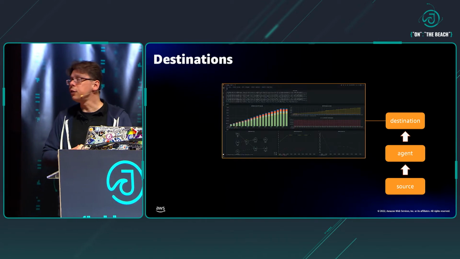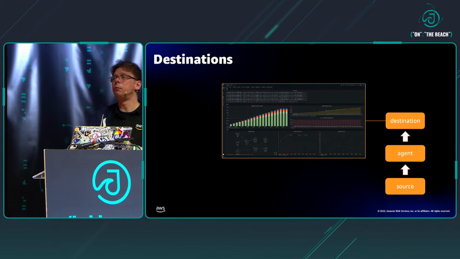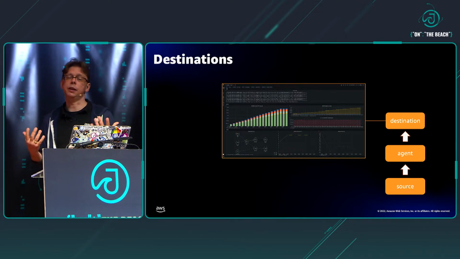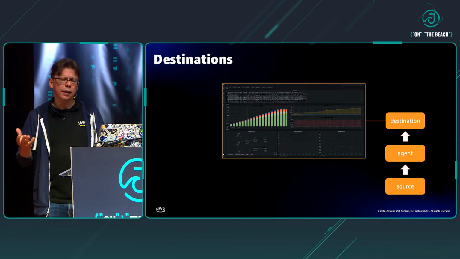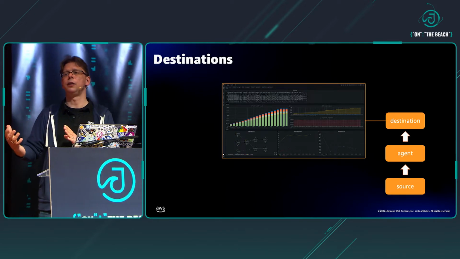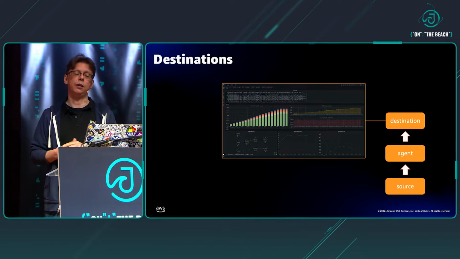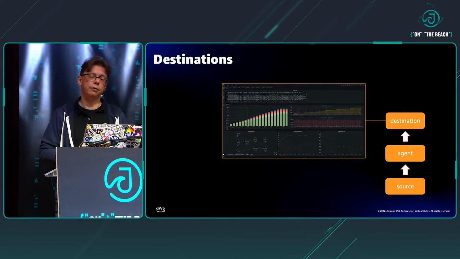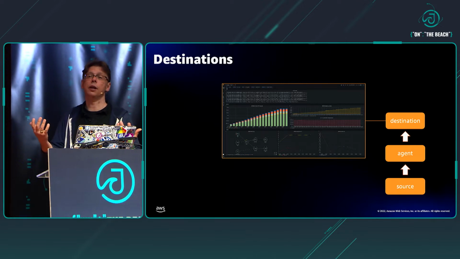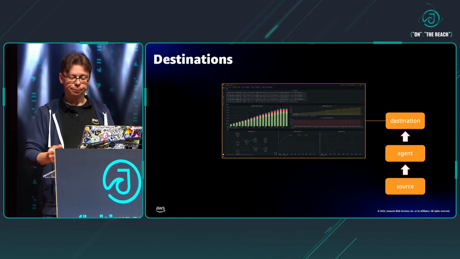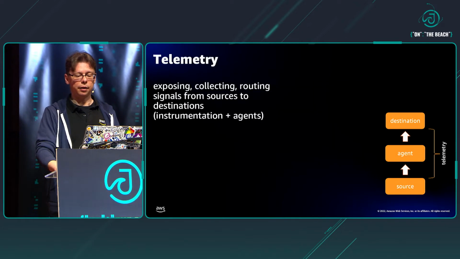And then there are the destinations. And this is probably where many of you, if you have a database, data store background, have a lot of experience. That is, on the one hand, you have backend destinations, time series data stores, etc. On the other hand, you have front-end destinations like Grafana, for example, where you can actually visualize your signals, correlate them, query them, and filter them. So that's essentially the pipeline that we're building up here.